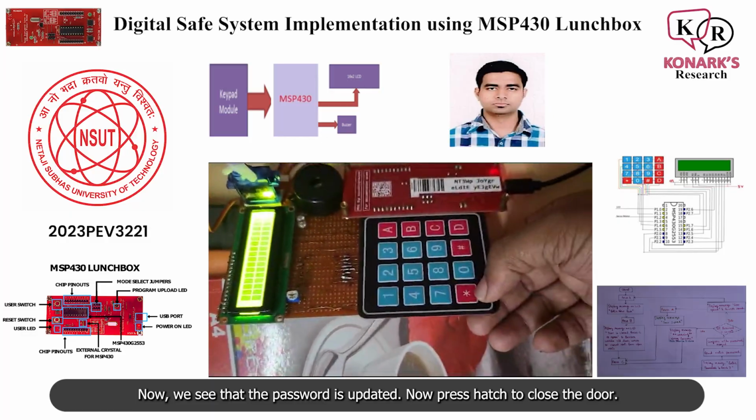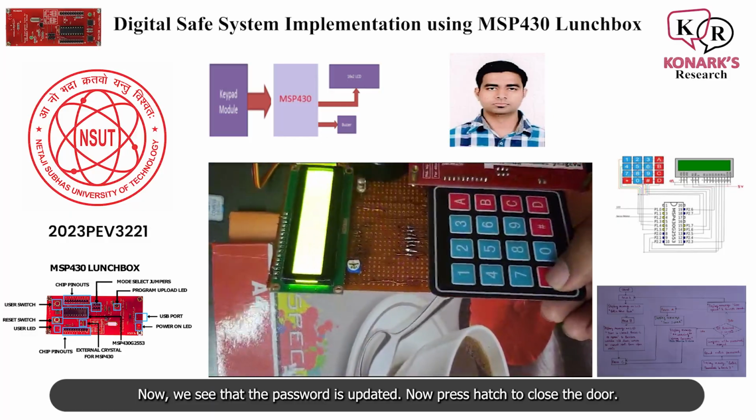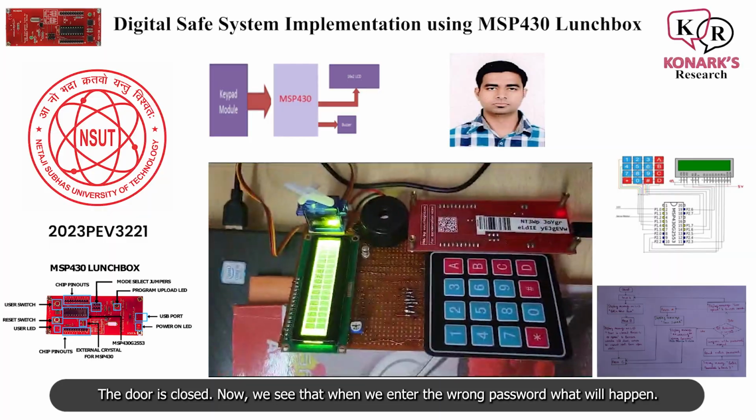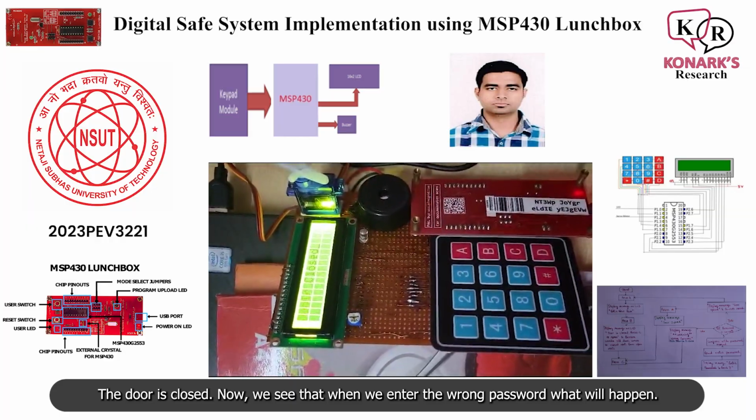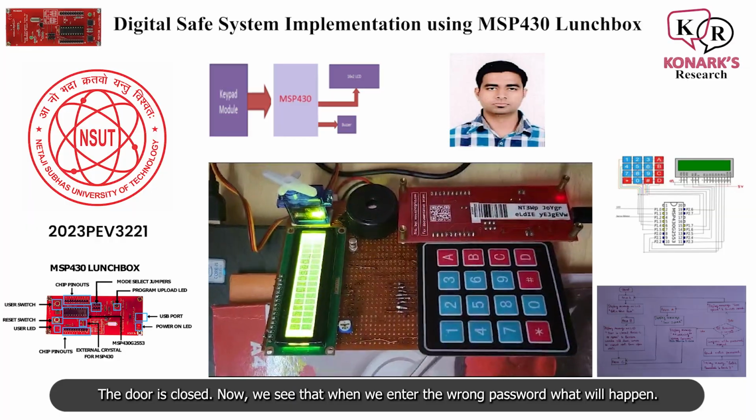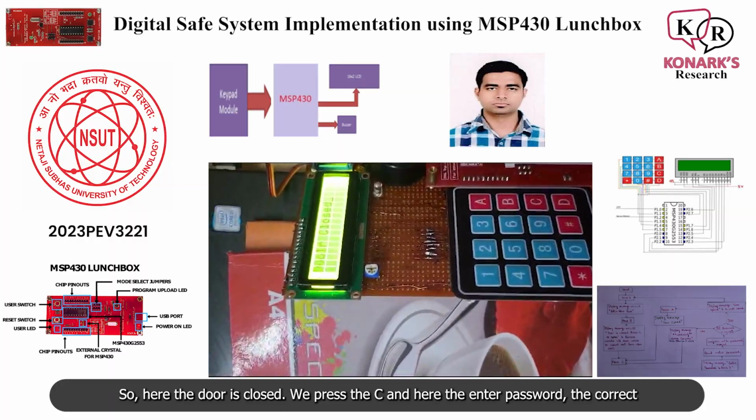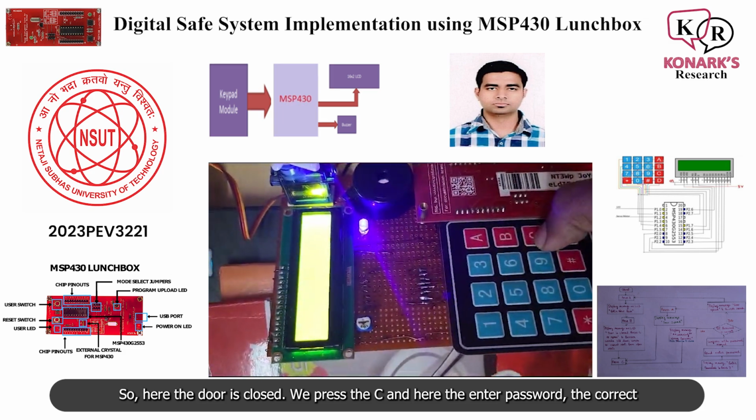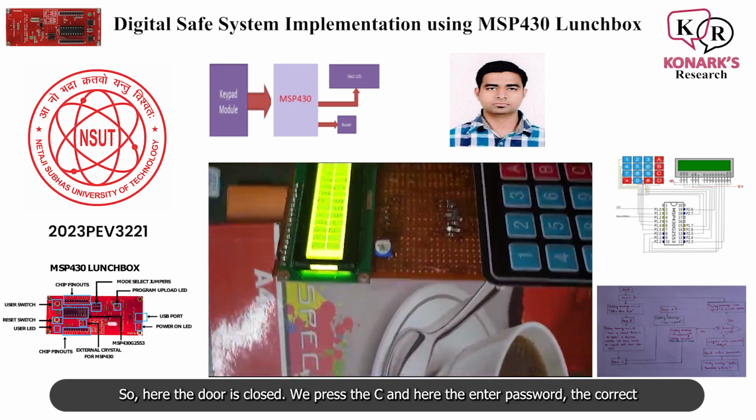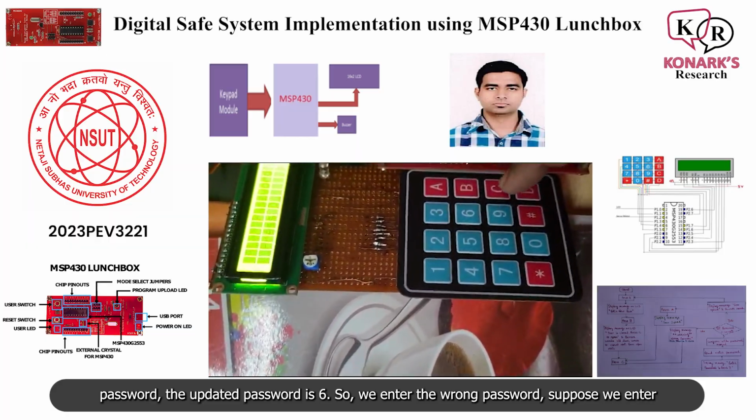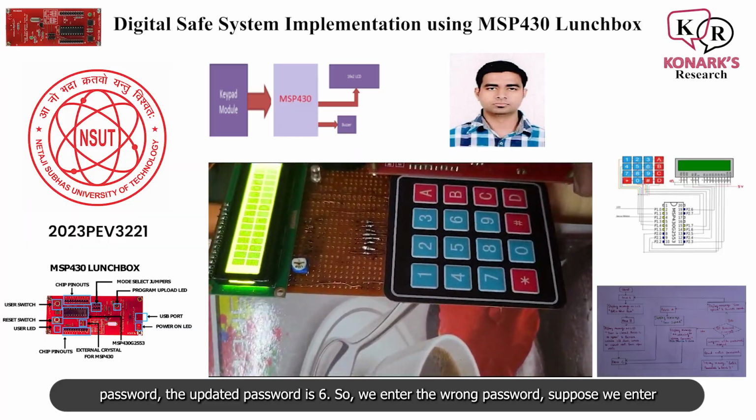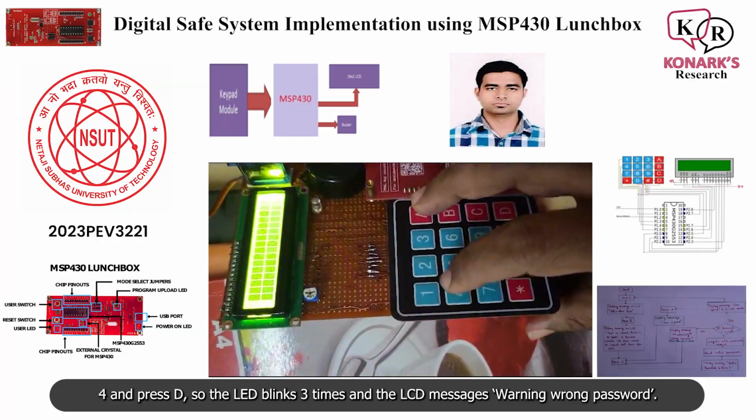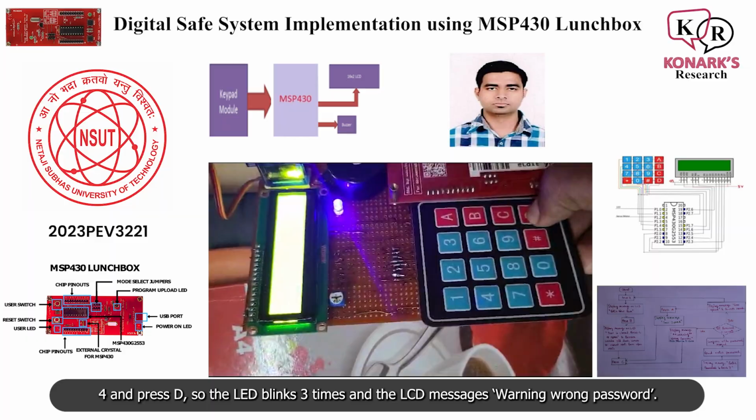Now press H to close the door. The door is closed. Now we see what happens when we enter the wrong password. So here the door is closed. We press C and here it asks to enter password. The correct, updated password is 6. So we enter the wrong password. Suppose we enter 4 and press D.